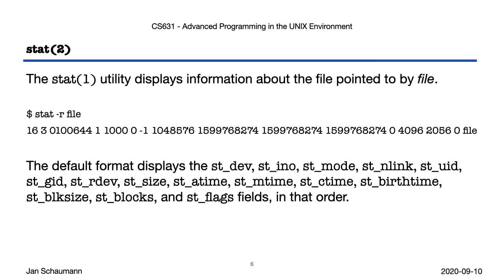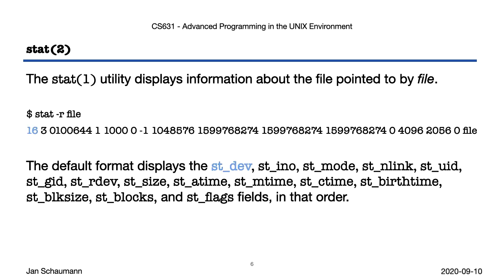Okay, so here we see the sample output of the stat invocation on the previously displayed file. By default, stat displays the information in human-friendly output. The -r flag changes the display to show us the actual values. Specifically, as shown here, the default output displays the st_dev, st_ino, st_mode, st_nlink, uid, gid, rdev, size, atime, mtime, ctime, birthtime, block size, blocks, and st_flags fields.